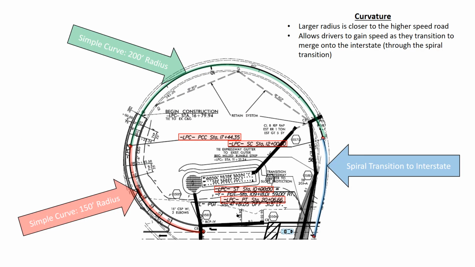Thinking a little bit big picture about curvature, so we have that spiral transition to the interstate. We've got our simple curve with a 200-foot radius, and we've got a simple curve with a 100-foot radius. And as we would like to have, the larger radius is closer to the higher speed road, and this allows drivers to gain speed as they transition to merge onto the interstate through that spiral transition at the end. So if we've got a vehicle, it starts with a smaller radius and then ends up on the larger radius and the spiral transition to help it accelerate and merge onto traffic on the interstate.